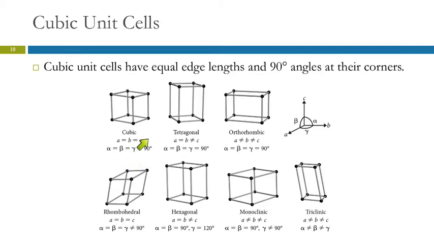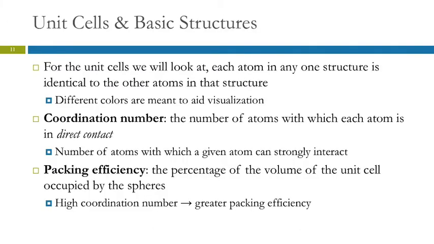In a cubic cell, the lengths of the sides are all equal, and the angles are all 90 degrees. That's a cube. A tetragonal would be a tetragon, and so now the lengths of the sides are different, but the angles are still 90 degrees. You can have orthorhombic, rhombohedral, hexagonal, monoclinic, and triclinic, and so these are all these different shapes. We're going to be looking at cubic cells. We're going to look at structures where we just have one kind of atom, just to make it more simple.